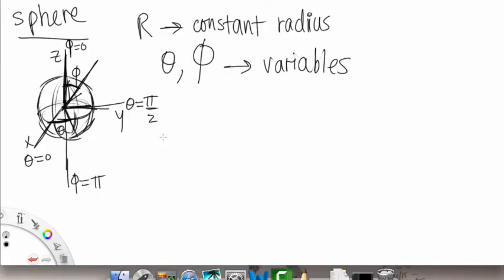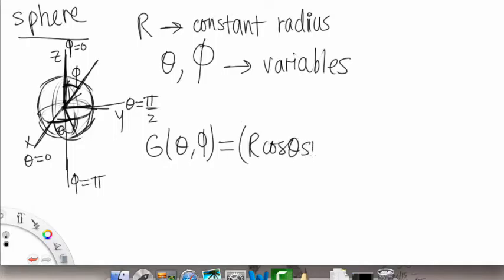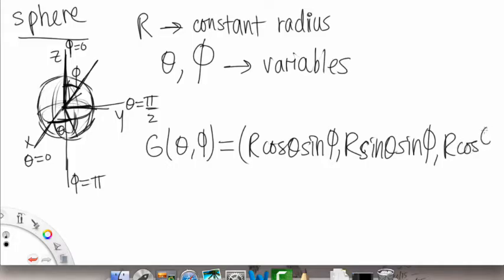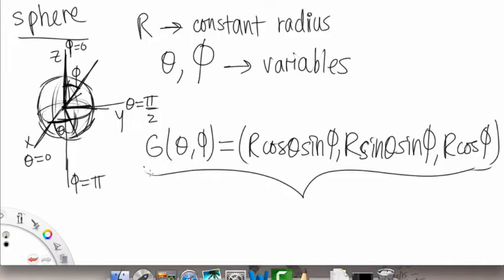And the parameterization looks like the following. We've seen this in spherical before, so don't get too scared by it. So we have r cosine theta sine phi, r sine theta sine phi, and r cosine phi. Okay, so that is a handful, I will admit, but once you do problems over and over and you get more practice with them, you'll become more familiar and it'll hopefully come naturally to you.